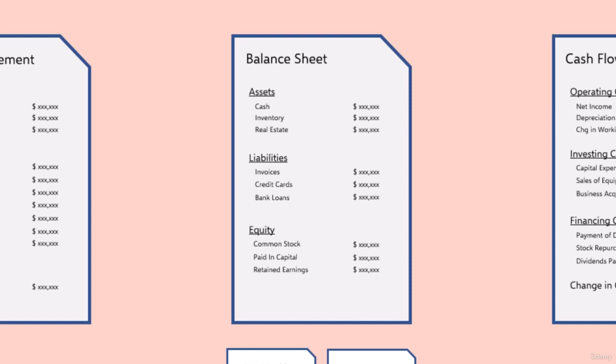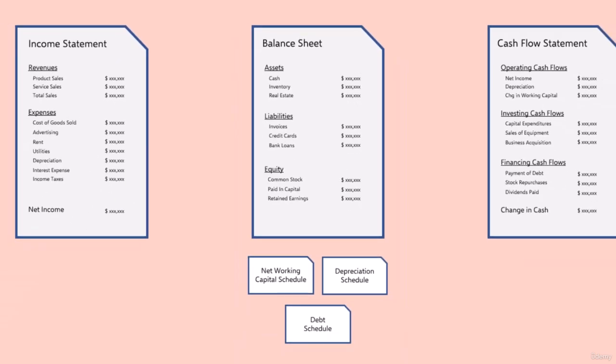The balance sheet must always be in balance, and for that to occur, assets must equal liabilities plus equity. The balance sheet contains 3 additional schedules that provide additional detail into asset and liability accounts. These include the net working capital schedule, the depreciation schedule, and the debt schedule, and we'll cover the balance sheet and each of its supporting schedules in section 4.